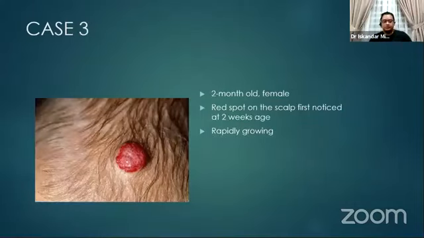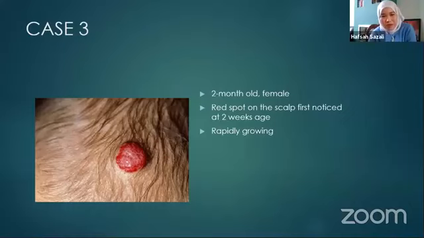Okay, noted, Dr. Hafsah. So the third case, most of them answered strawberry hemangioma. Yeah, most of them, strawberry hemangioma. So yeah, the correct answer is infantile hemangioma. That's the term we use, and this is a solitary infantile hemangioma on the scalp.